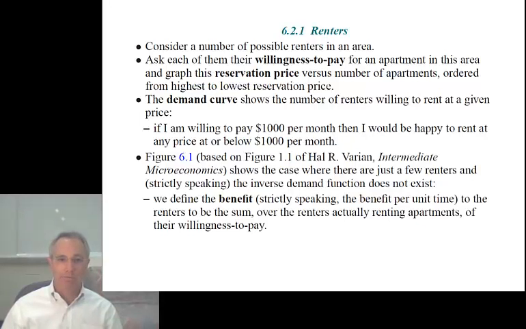It's my maximum price. I'm going to draw from one of the textbooks or reference books for this course, Intermediate Microeconomics by Varian, and the next figure is going to show figure 6, based on figure 1.1 of Varian's book. So for future reference, I'm also going to define a thing called the benefit, and in this case it's really the benefit per unit time, to be the sum over the renters who actually get to rent apartments of their willingness to pay.